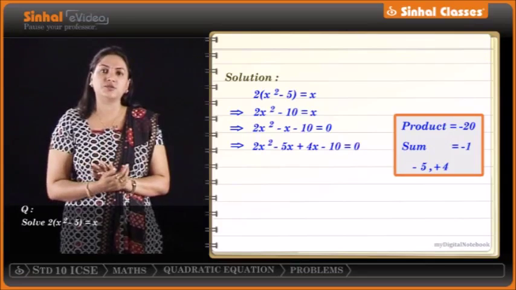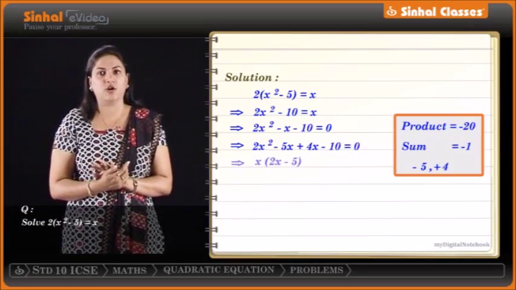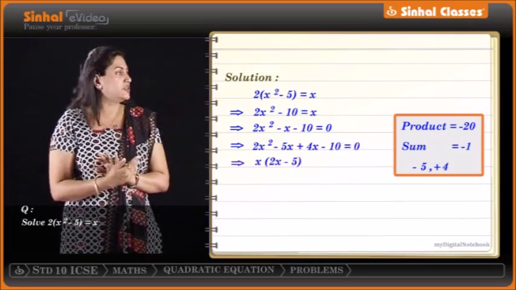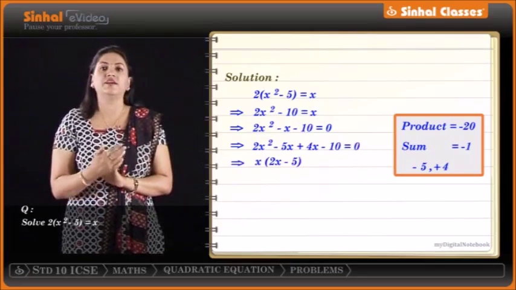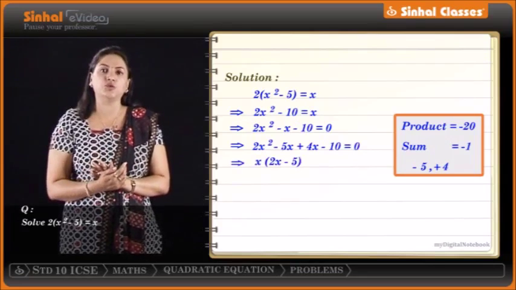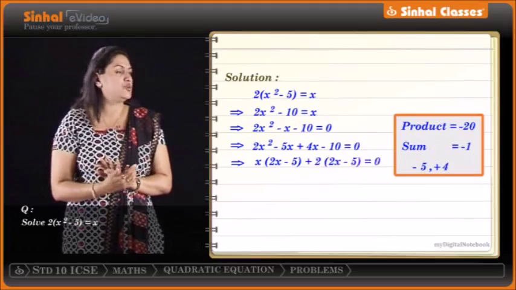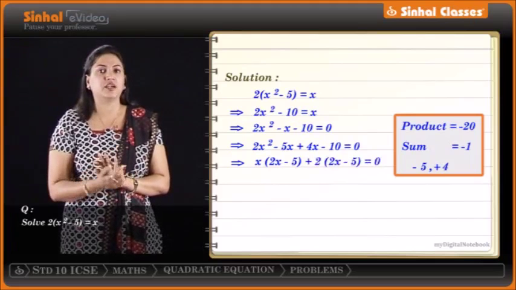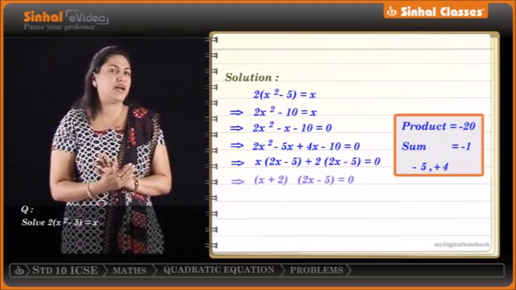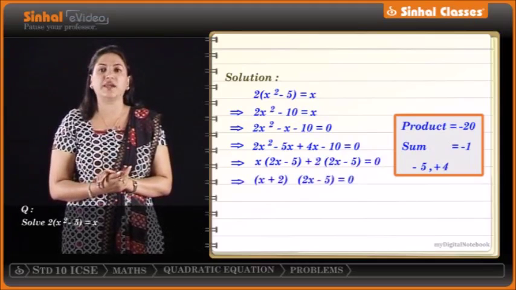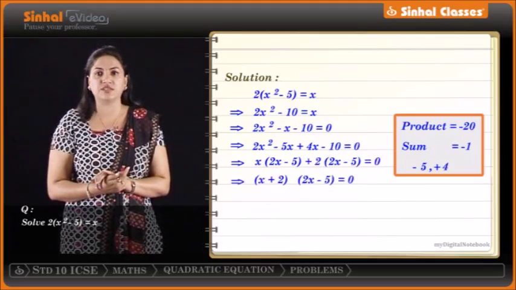Now from the first two terms, we have x common. We are left with 2x minus 5. From the last two terms, 2 common. We are left with 2x minus 5. So the equation becomes (x plus 2)(2x minus 5) is equal to 0.